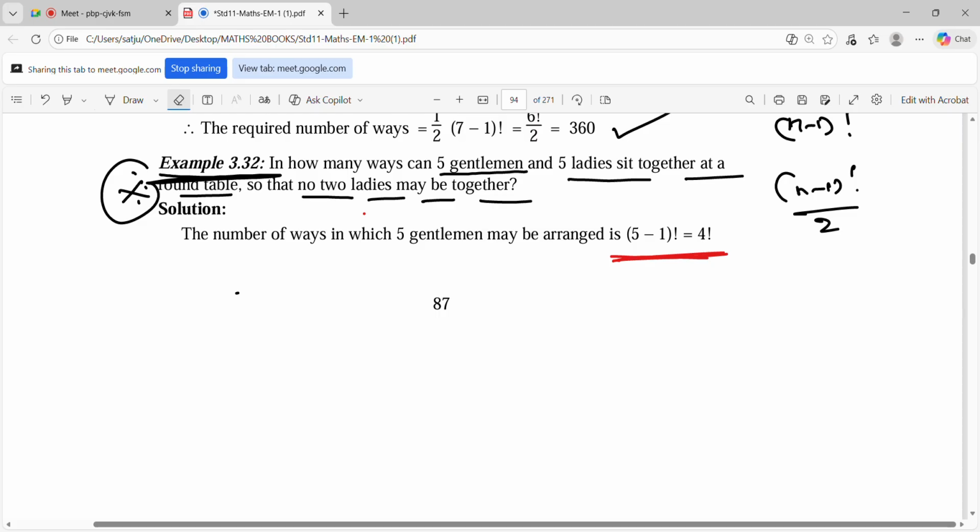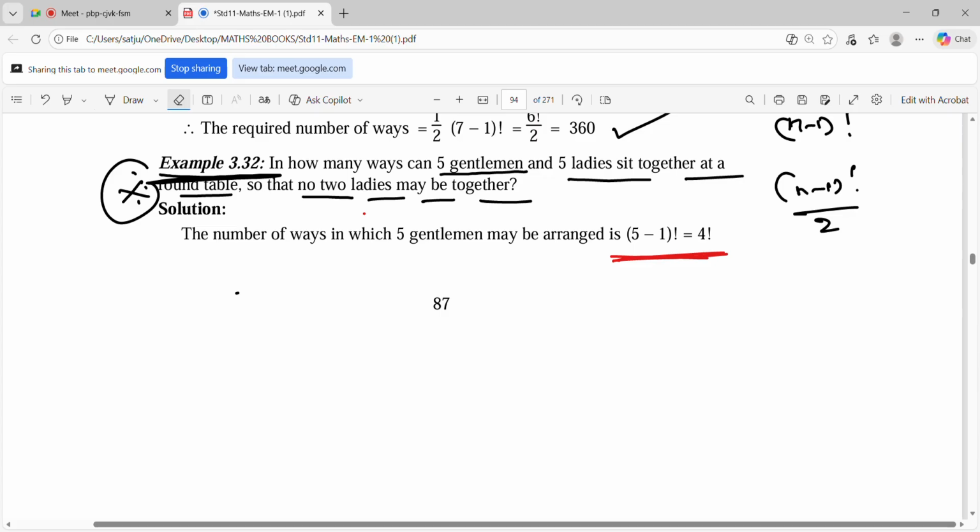Where is the constraint provided here? That is right. Round table means that it is a circular arrangement. First thing you have to check is where the constraint is placed. The constraint is with the ladies. So when there is no constraint, the rest can be arranged in a circle in n minus 1 factorial ways.